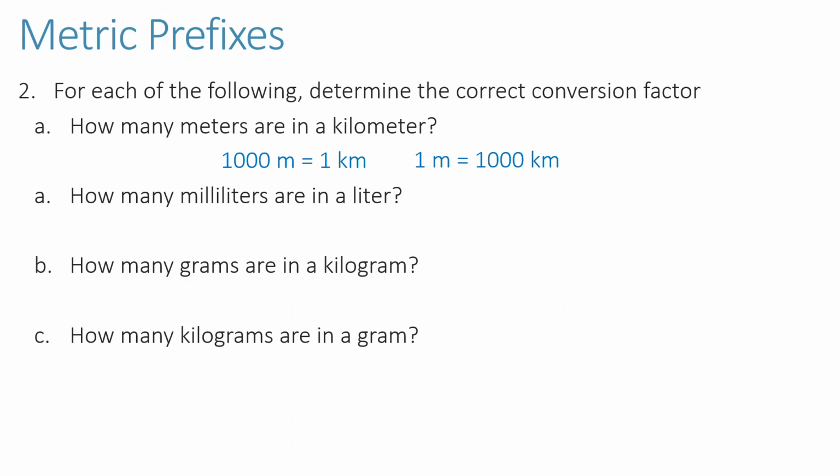Now we need to think about which one of those makes sense. So kilo means 1,000 times bigger. So a kilometer is 1,000 times bigger than a meter. So the correct way to state this conversion factor would be this guy. Go ahead and pause the video and take a couple of minutes to answer the next couple of questions. And when you're done, return here to check your work.